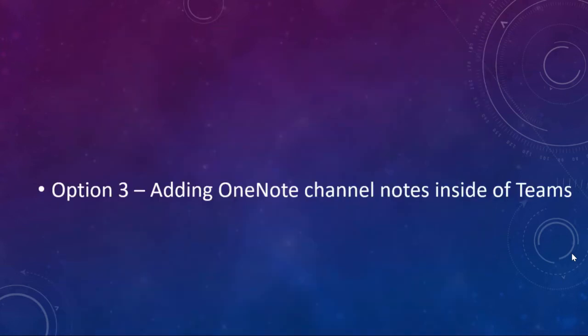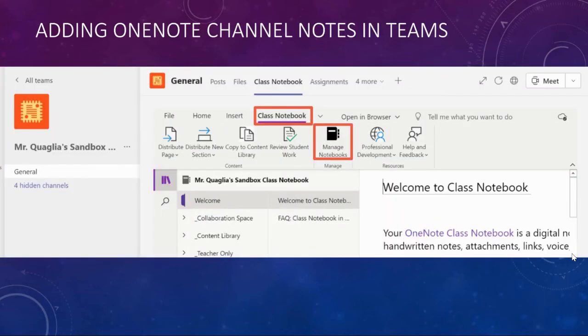The third option is going to be adding a OneNote channel note directly inside of Teams. This is going to be a new feature which was recently released, and it will provide you, an educator, the ability to set a default place where any new channel notes can go. So, for example, either from the content library or collaboration space inside of your Teams channel.